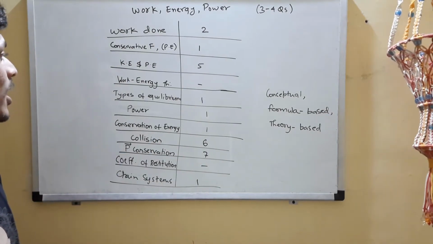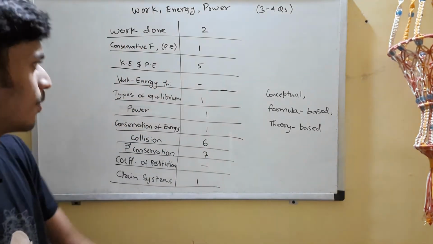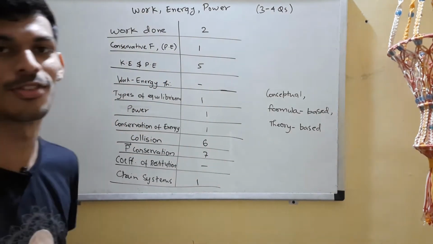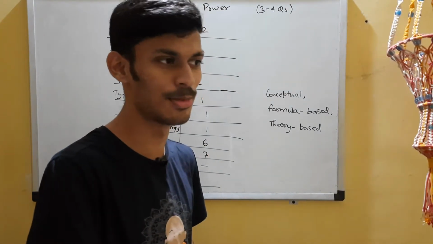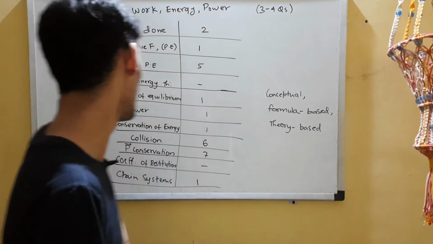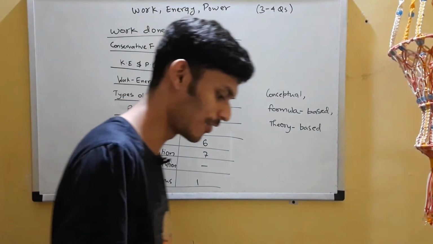Now coming to our next topic, which is my favorite topic from this chapter, the work energy theorem. Sadly no questions from that topic, but anyways we'll practice one in today's class because I'm biased. I love this topic. Let's come to our next topic, that is types of equilibrium.